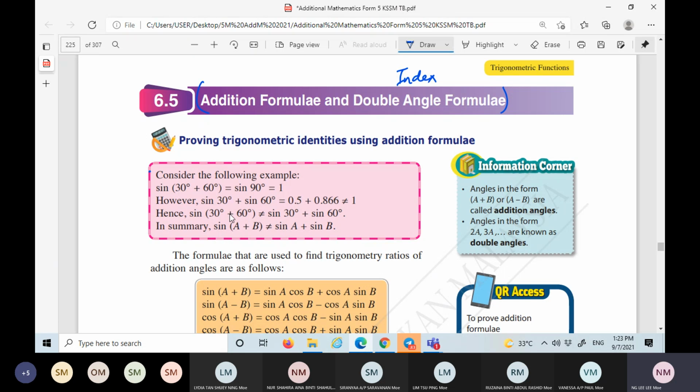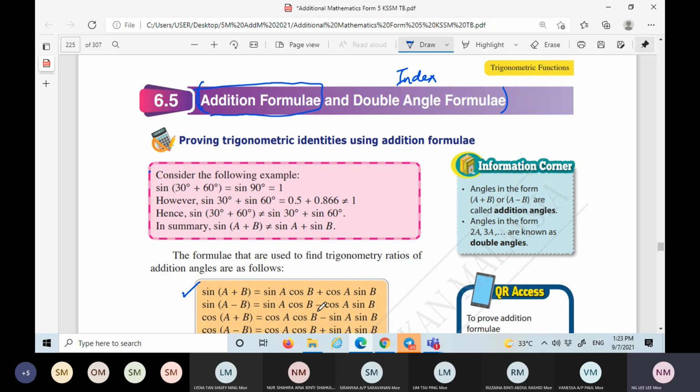In this way, you can also say that sine (A plus B) is not equal to sine A plus sine B. This is an example to show that sine (A plus B) is not equal to sine A plus sine B, by using a solid example, a number. So if sine (A plus B) is not equal to sine A plus sine B, then sine (A plus B) is equal to what? It is equal to this. This one we call the addition formula.